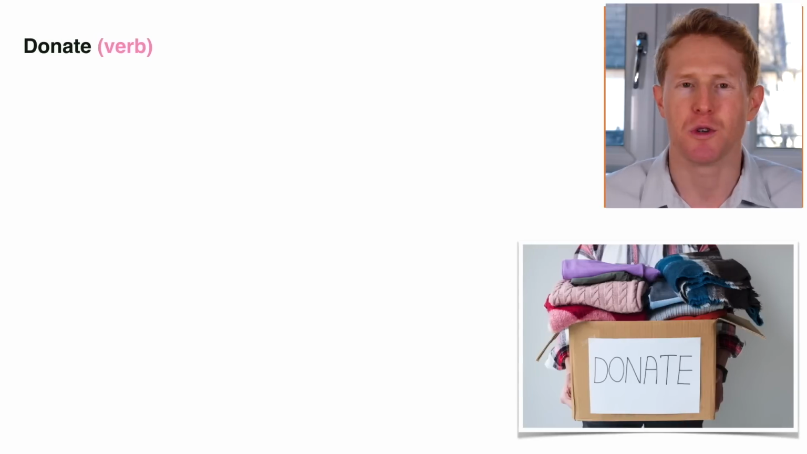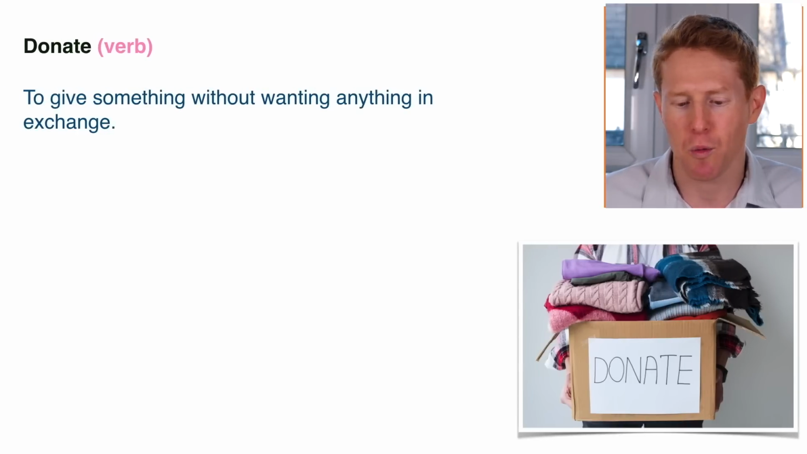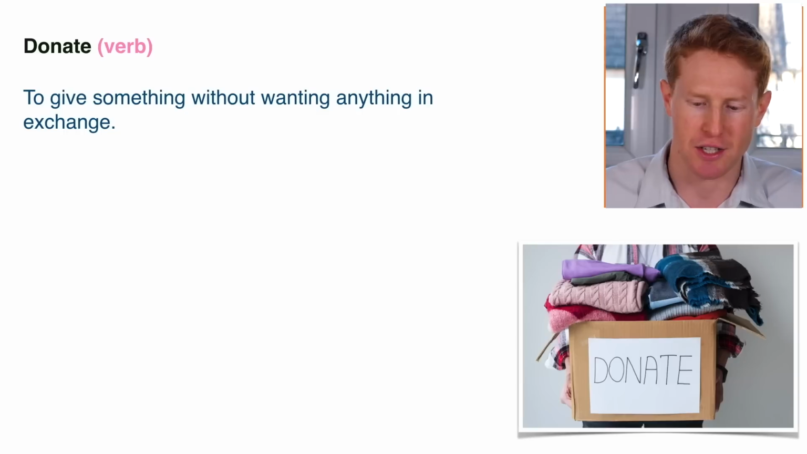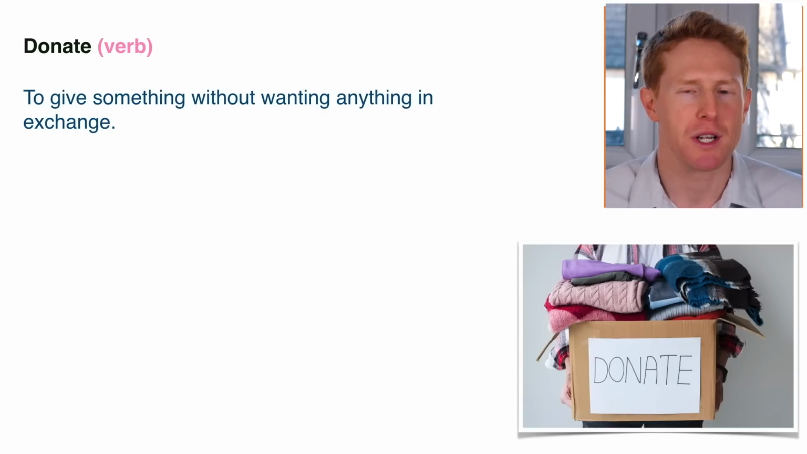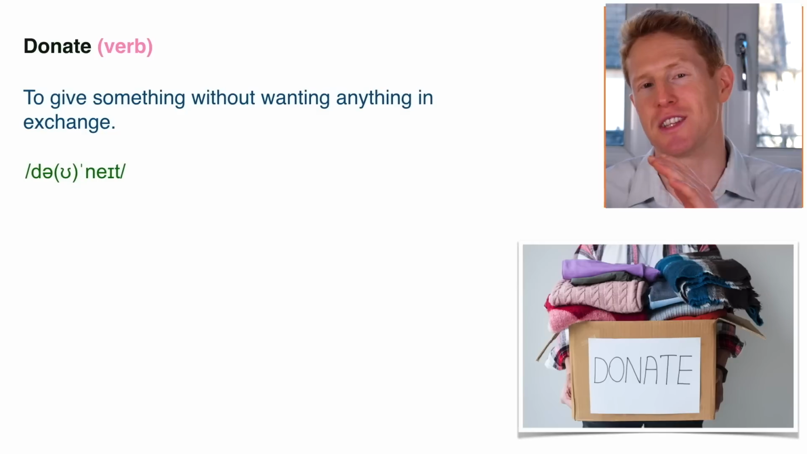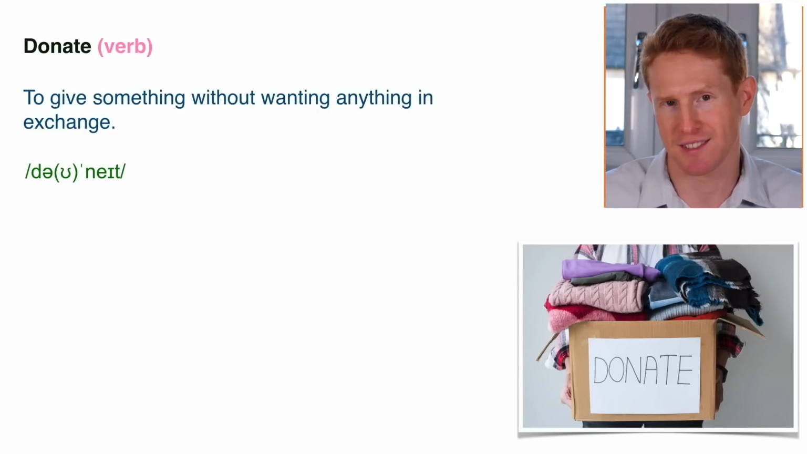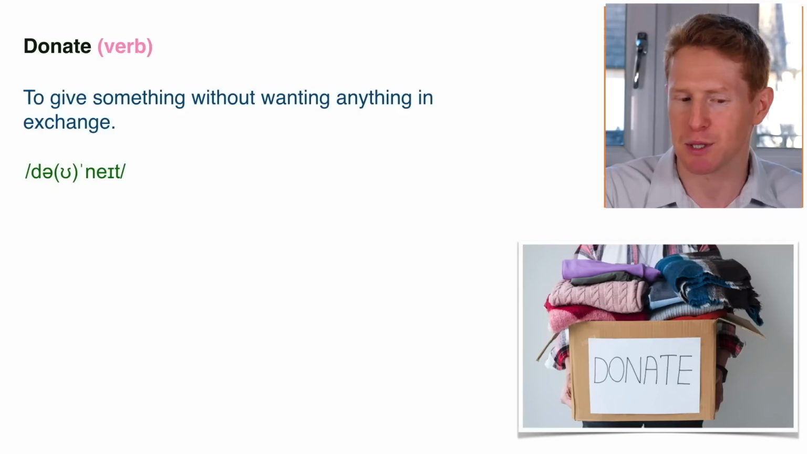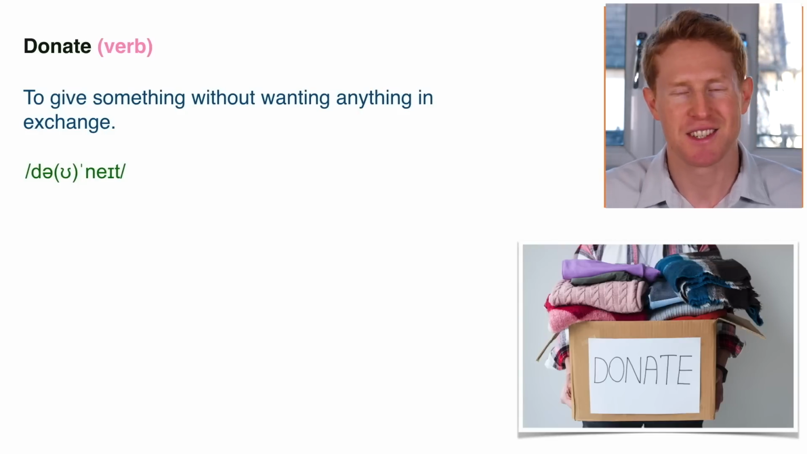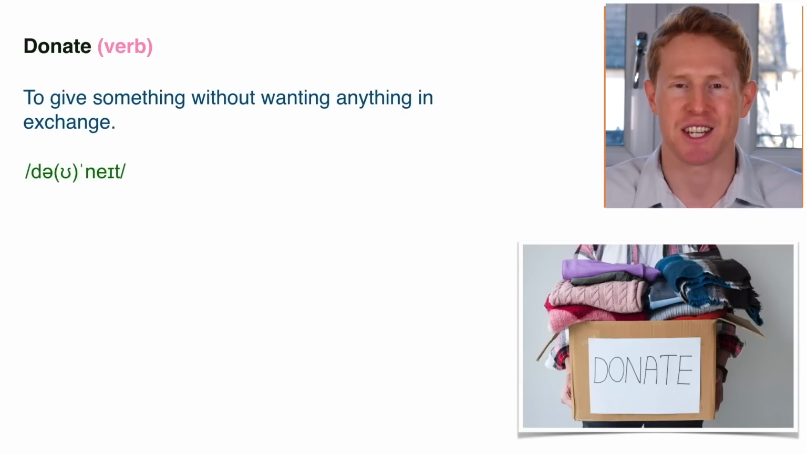And the first word we're going to look at is this. To donate. So this is a verb and it means to give something without wanting anything in exchange. Now be careful with the pronunciation. It's donate. So the stress is on the second syllable. I often hear people saying donate, so they put the stress on the first syllable. But donate, stress is on the second syllable. Donate. Try saying it yourself.